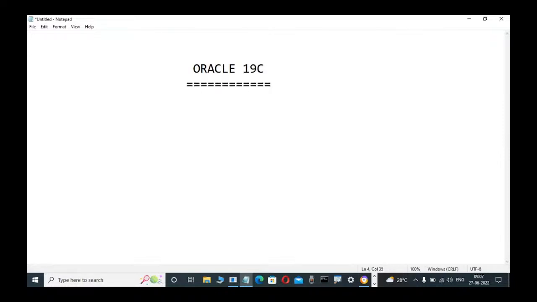Oracle 19c. 19 is a version number. C means cloud technology. Nowadays, everyone knows cloud. Oracle is a product from Oracle Corporation. 19 is a version number, and C is cloud technology.